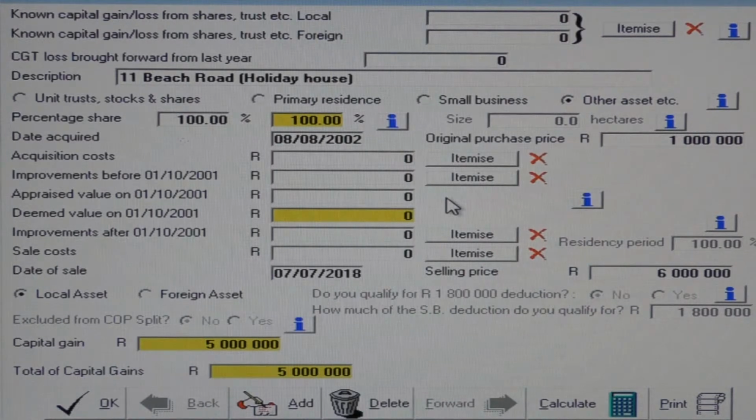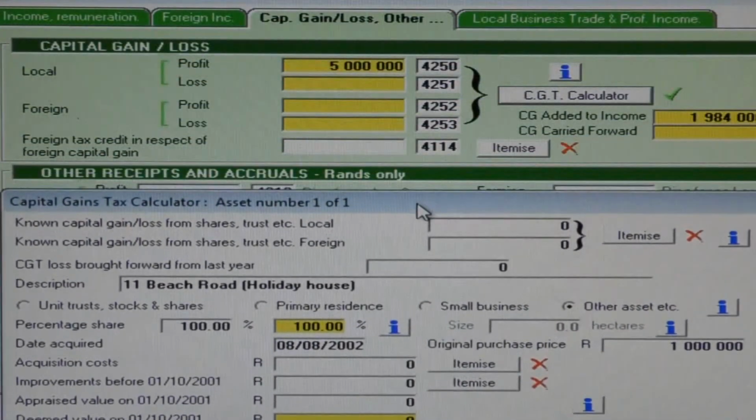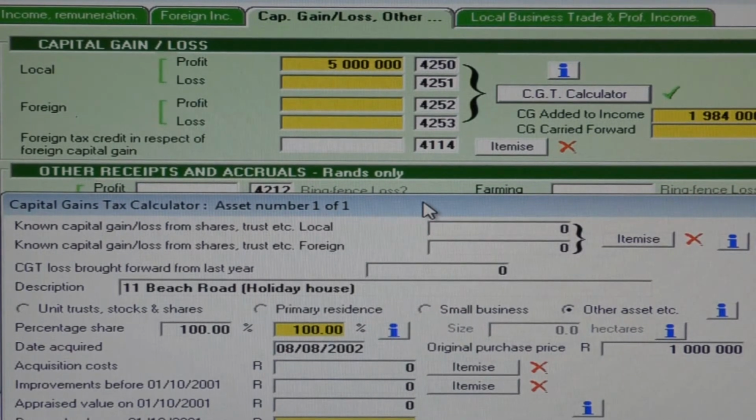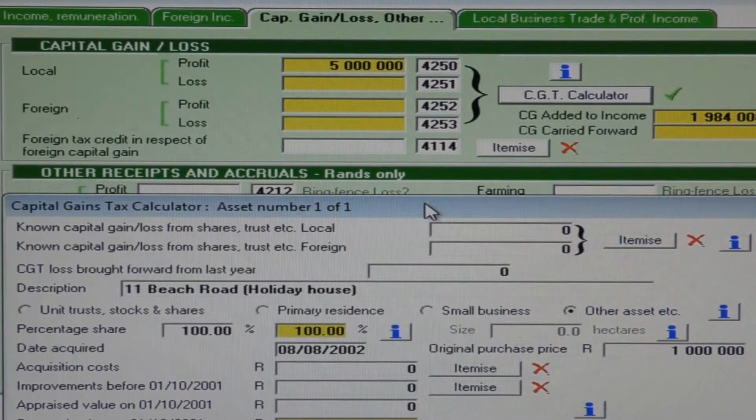If we look at the screen behind this screen, SARS will apply all exemptions, exclusions, COP splits, etc. to this code 4250 amount. The calculator has done all this for us, subtracted the taxpayer's annual exclusion of 40,000 Rand, worked out 40% of the balance as being 1,984,000 that will be added to normal taxable income in the assessment calculation.